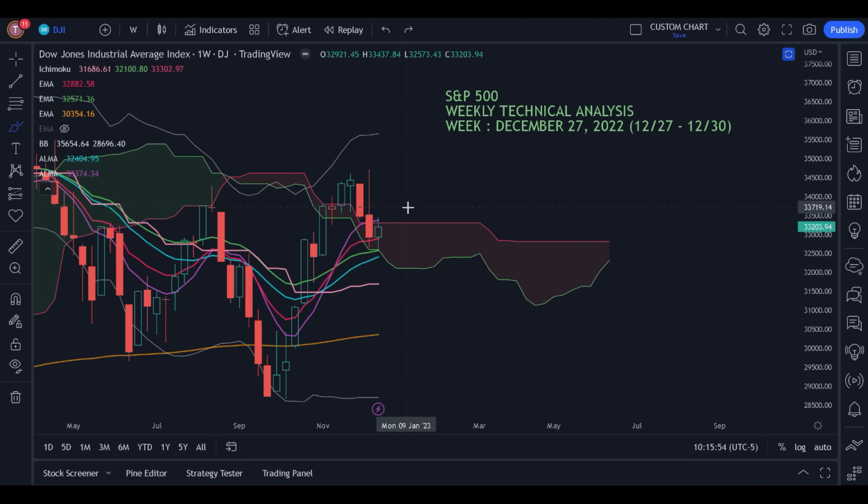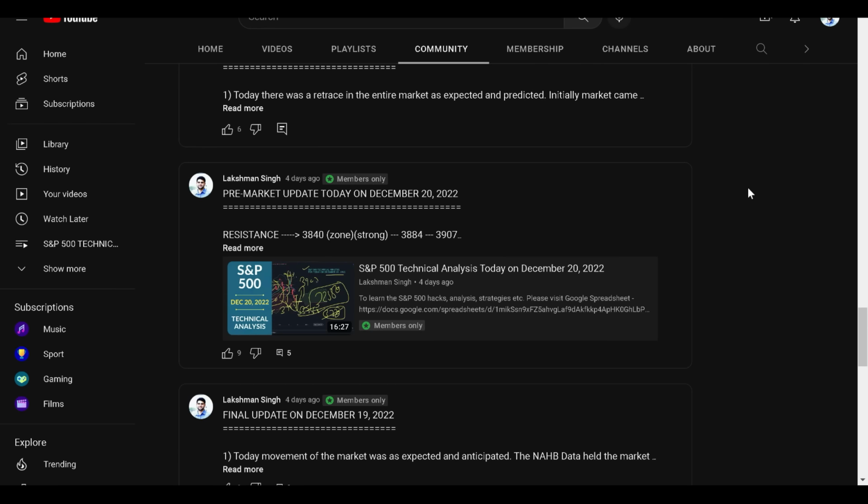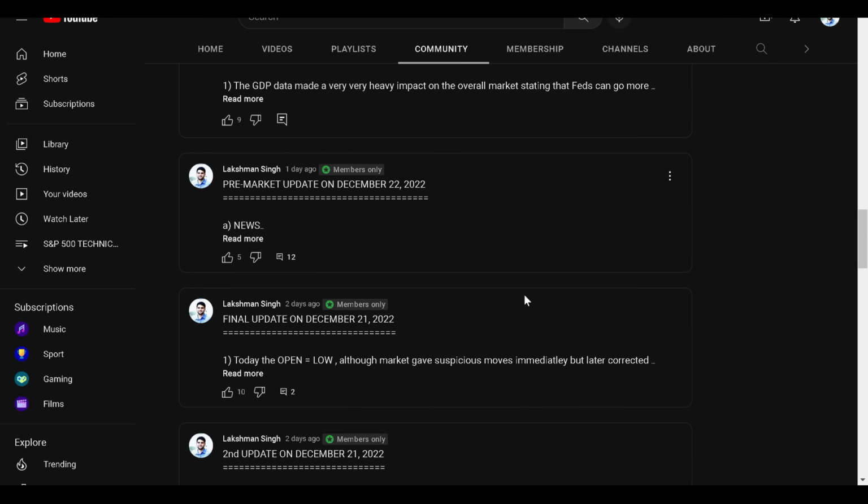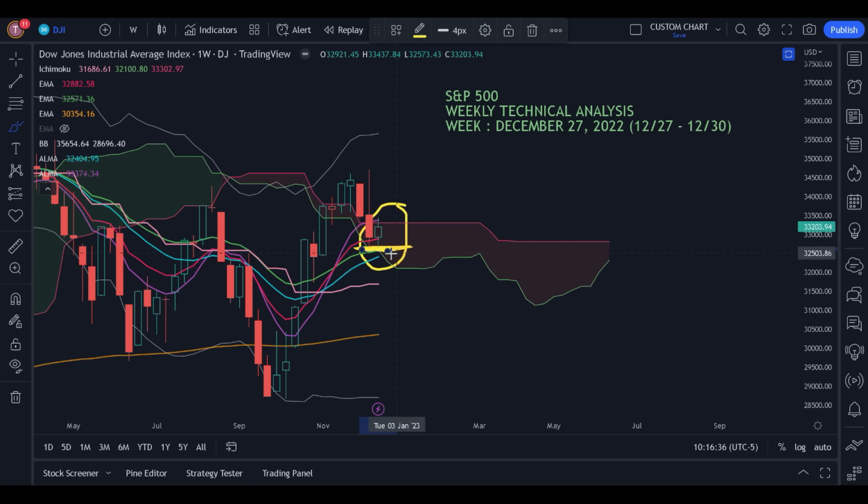So now what we are going to notice is that the Dow Jones indeed tried to come down, but it held very well in the cloud itself. However, the closing came inside the cloud, because three times it came to hit the moving average as well as the cloud here. Through the daily updates, I informed my YouTube community members that if the Dow Jones comes down, it will come down to this level, at most 32,575.